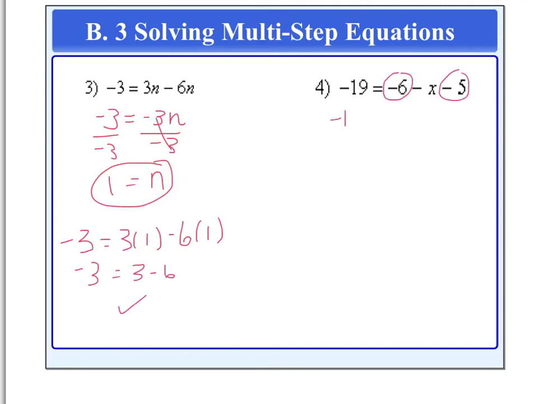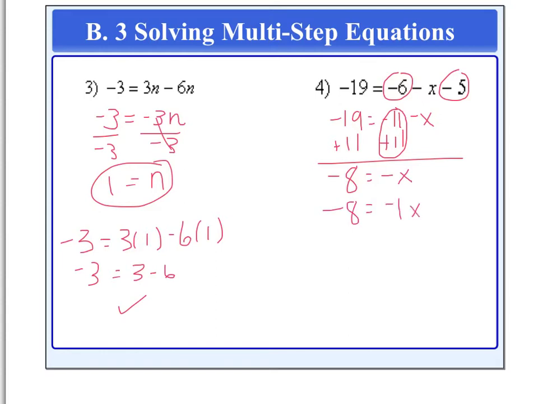Here, these are the terms that we could combine. So we have negative 19 equals negative 11 minus x. What's farthest away from x? The minus 11. To get rid of it, we add 11. So we end up with negative 8 equals, and be careful on this one because it's not just an x, it equals a negative x, which can be rewritten as negative 8 equals negative 1x. Divide by negative 1, and x equals 8.